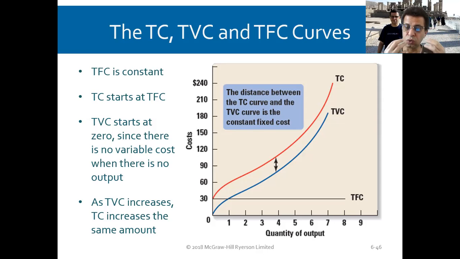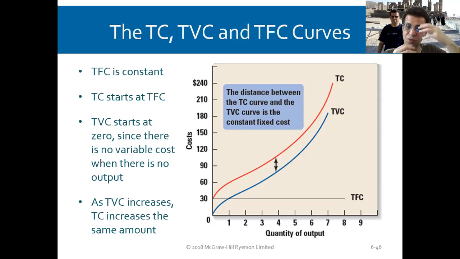That's your total fixed cost equal with your total cost. As you bring people to work, as you bring more flowers, if you bring more oil, that's a variable cost, so your total cost will change. But the total variable cost starts at zero because you're not producing, since there is no variable cost when there is no output.